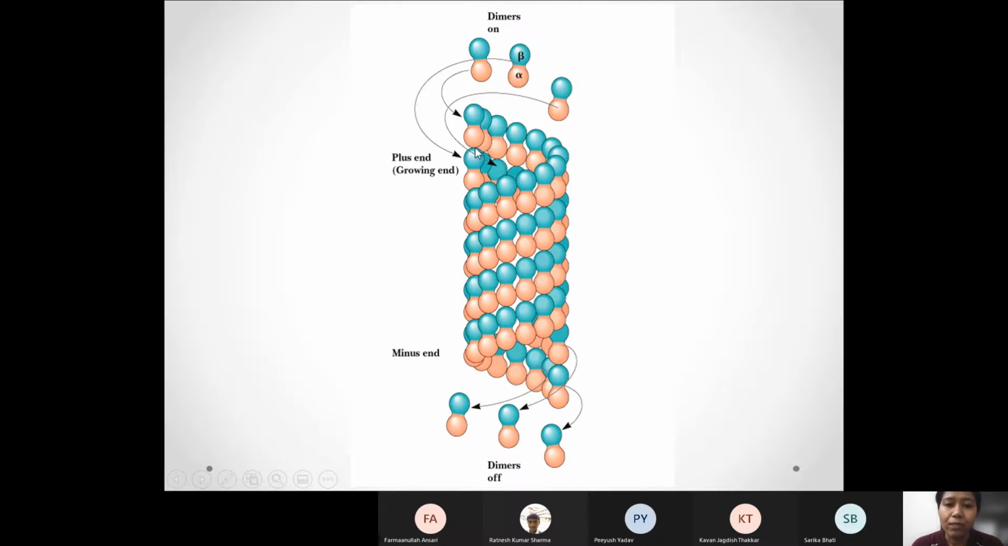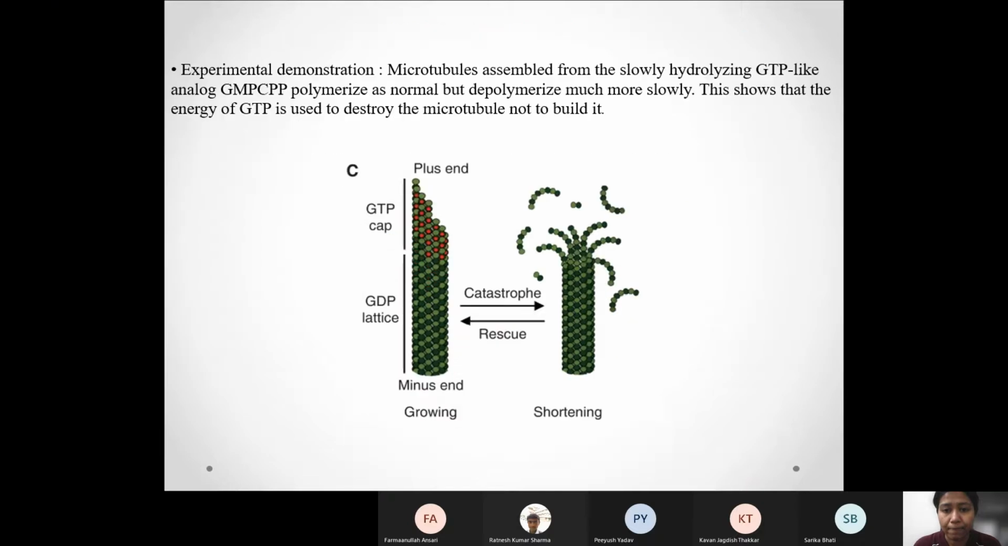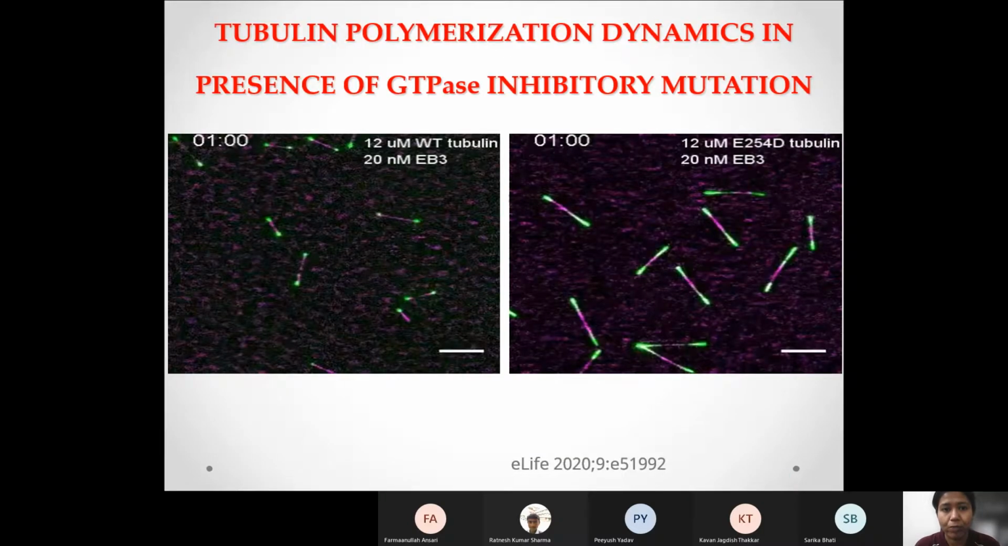So it has been found that there are some key residues in the alpha subunit that are very essential for the beta subunit to hydrolyze GTP. If you mutate this residue, then this GTP binding cleft in the beta subunit, well, it can bind GTP, but it cannot hydrolyze it. So that's the kind of mutation that we are talking about here, the E254D.